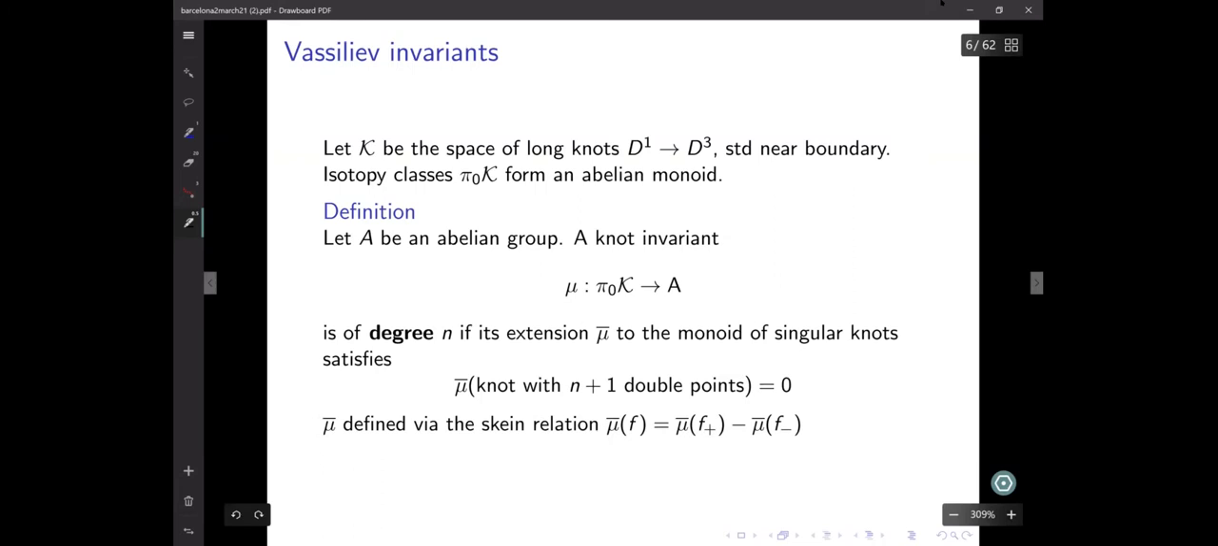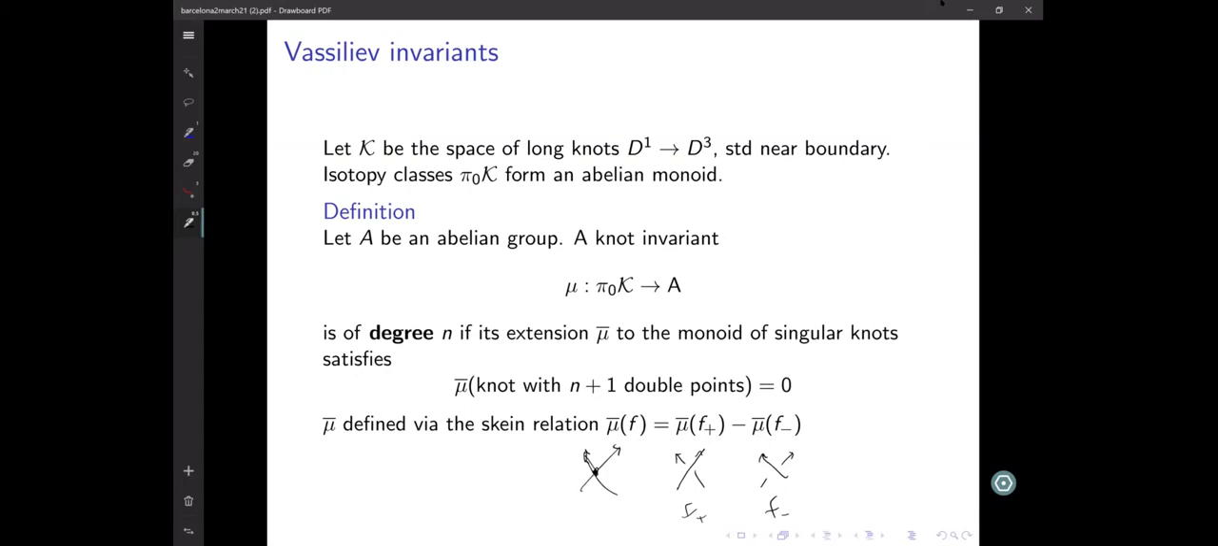Okay, and I didn't tell you what this extension is. So this extension is defined via the so-called Skein relation. So if f is the singular knot, you look at the double point in your singular knot. Then you can resolve this double point in two ways, right? You can resolve it like this, or you can resolve it the other way, like this. So the knot that you get by resolving one way, say this one, you call it F plus, and the other one, you call it F minus. And you just evaluate your original invariant on each of these, and then you take their difference.